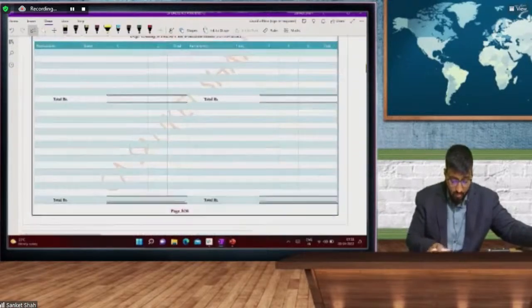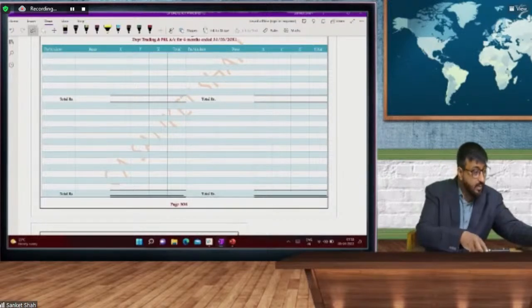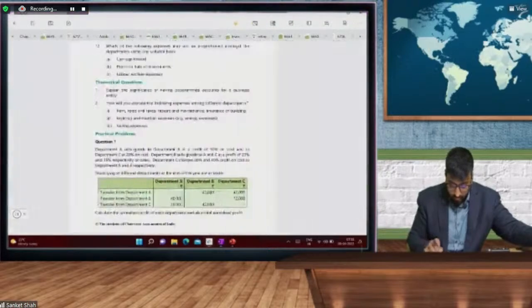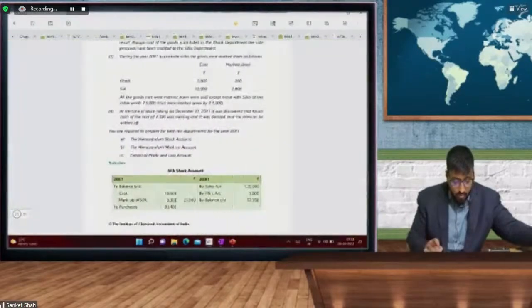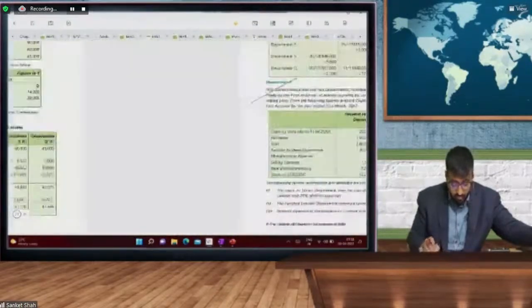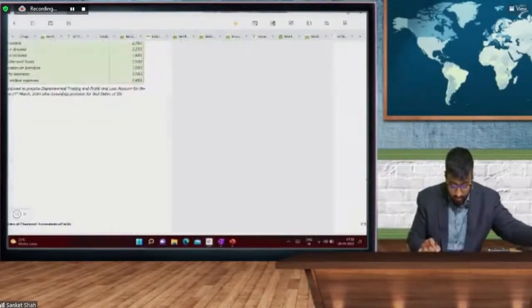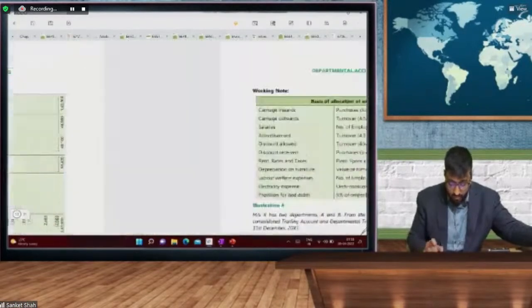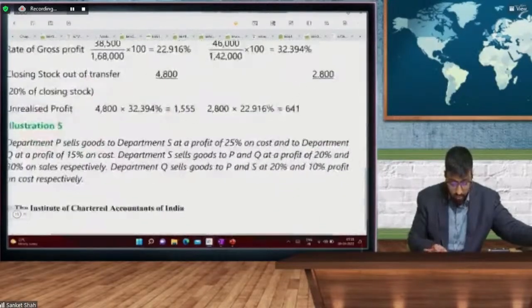Chalo, what was the homework? Tell me fast. Yes, beta. Illustration 3. It's only divide. Okay, we will take that later. Illustration number 5 first.